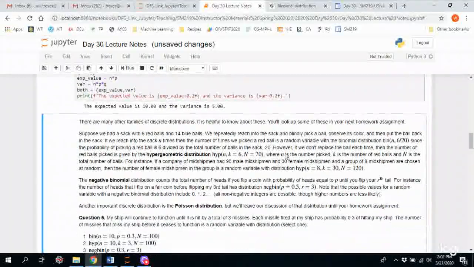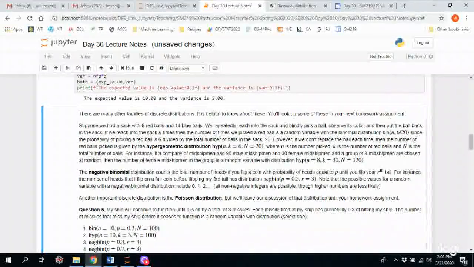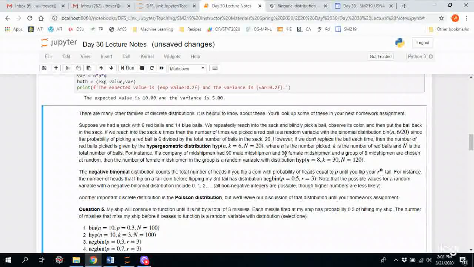Excellent. Okay. There's many other families of discrete distributions, and it's helpful to know a little bit about some of them. The hypergeometric distribution is one of them. It's kind of related to pulling red and blue balls out of a sack, and it's explained here. And the negative binomial distribution is another important distribution. It counts the total number of heads if you flip a coin with probability of heads equal to p until you flip your rth tail. So you keep flipping until you flip the rth tail.